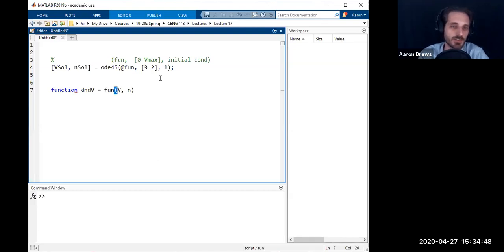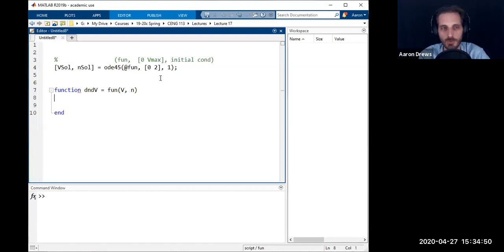The starting line of this always looks like what we have right here. So the output will always be dn dV, and it will always be a function of the independent variable followed by the dependent variable, always. Even if we don't need the V, it still has to be there. It always has to be included, right? Even if you don't need the value of V in the actual function, it still has to be included. That's just part of the syntax behind it.